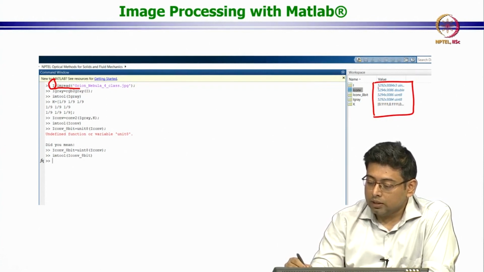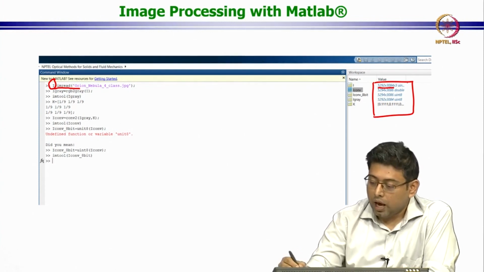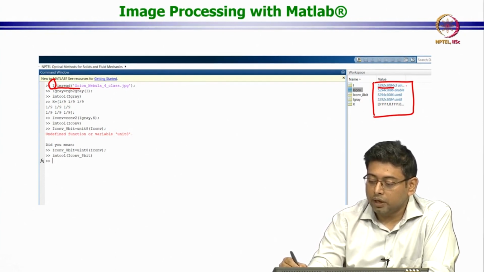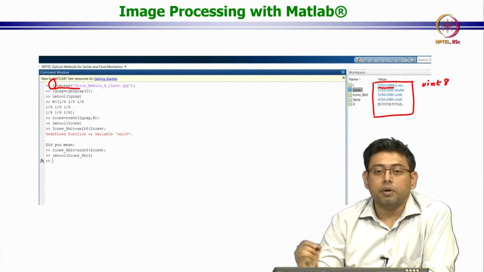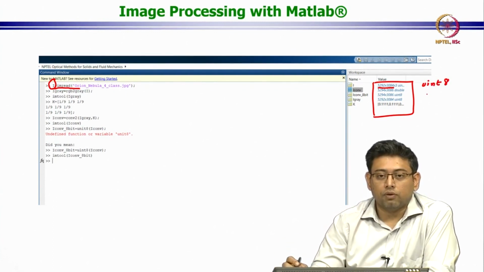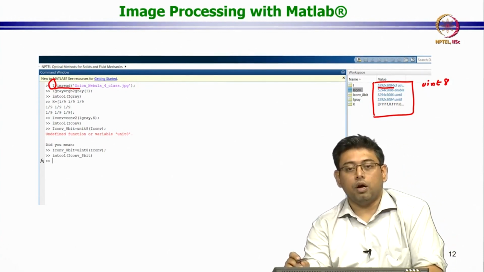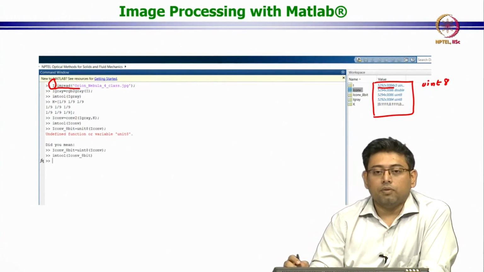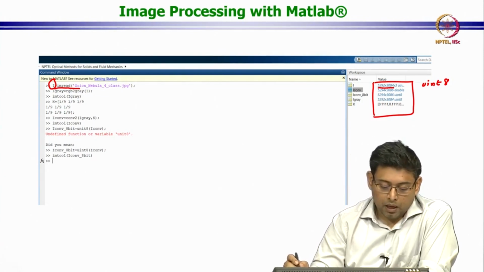In this case, you can see this is an m by n by 3 matrix, and there is something written here, UIN, and actually it's not fully complete, it's uint8. Okay, so this image, what it means, it's an 8-bit image. So a pixel can take a maximum value of 255 and a minimum value of 0 in this case.